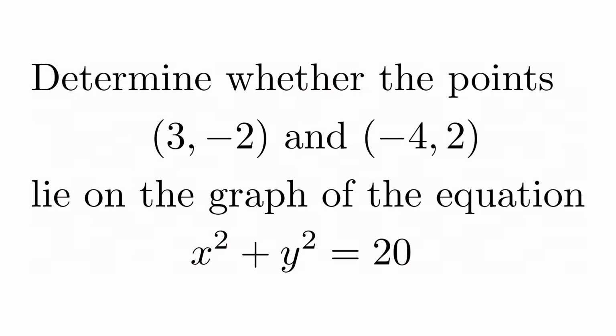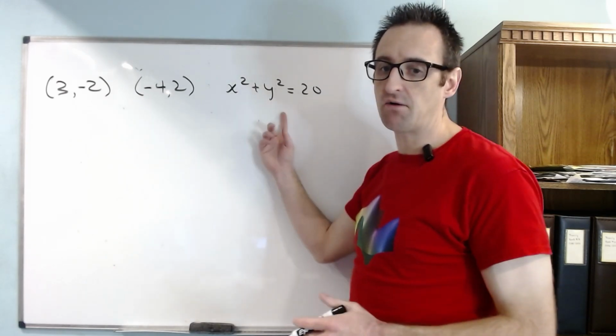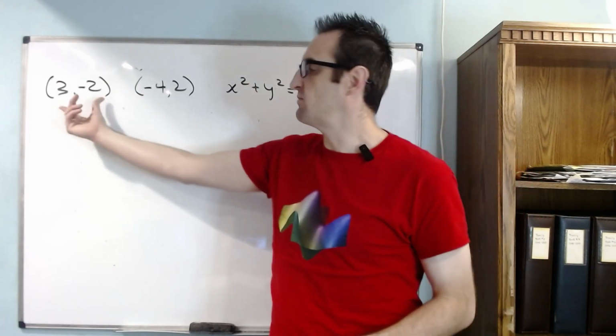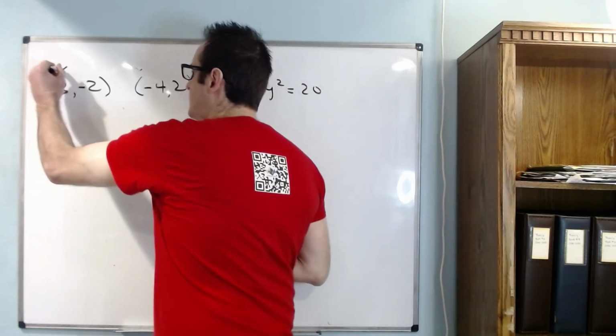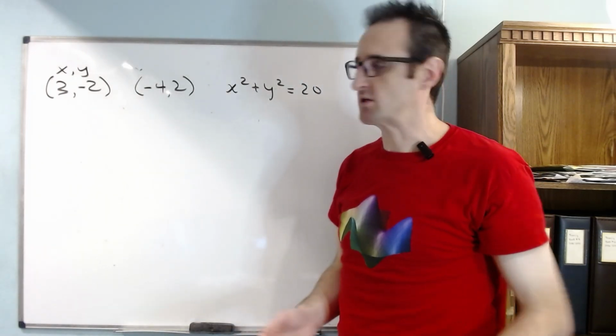Today we're going to solve some problems from our college algebra course on basic functions and their graphs. The first problem is to determine whether the point (3, -2) and the point (-4, 2) are on the graph of the equation x squared plus y squared equals 20. We need to find out if these 2 points lie on the graph of this equation, which means that we need to plug in each of these points as an x and a y into this equation and see if it yields a true result.